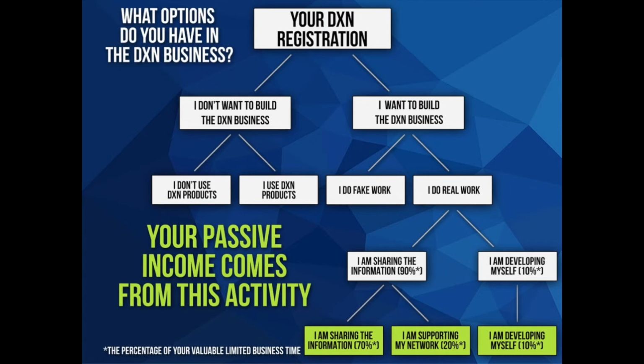You know the rules, you have to find only 20 serious people. If you want to be Crown Ambassador, you have to find only 20 people. But my question is, how can you find 20 serious people if you spend your limited business time with those people who are not serious? Of course, you cannot find them.